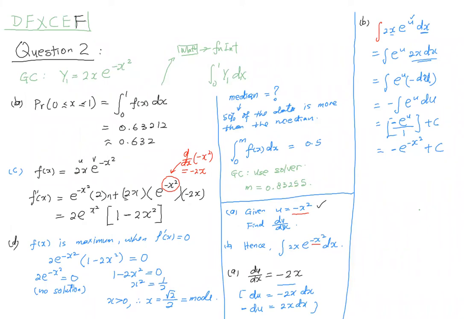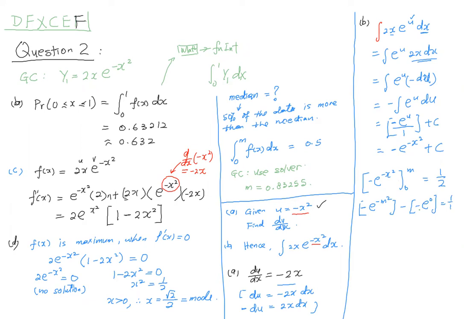Are you okay? So in that note, I can ask you to find the exact value of m. So if I want to find the exact value of m, then it will be going like that. Negative e to the power of negative x squared, from 0 to m, is equal to half. Correct? So if I continue with that, it will be negative e to the power of negative m squared, sub with m, take away, sub with 0.